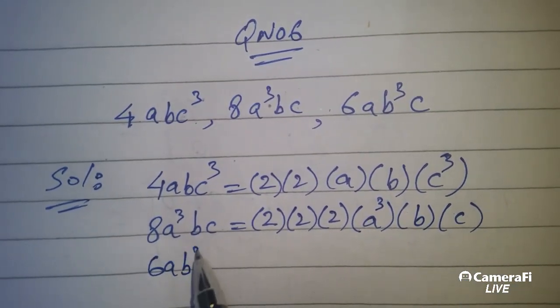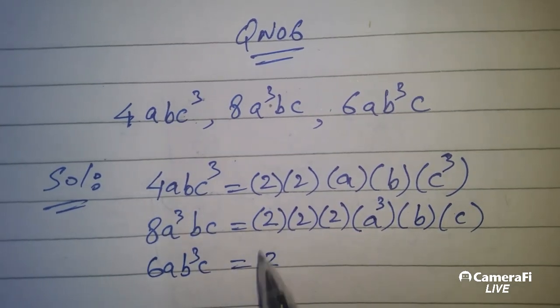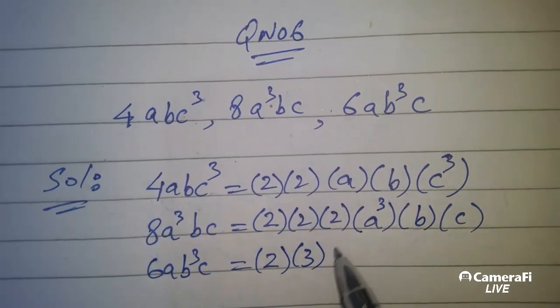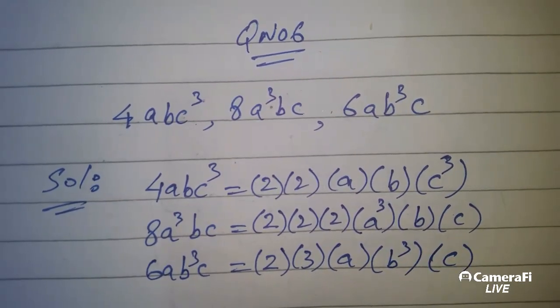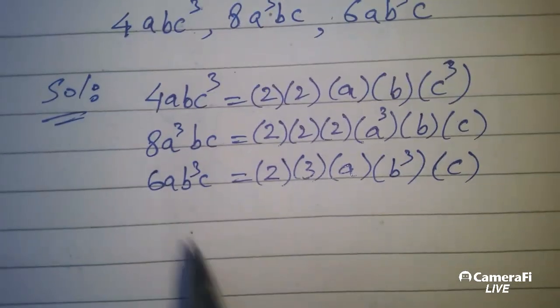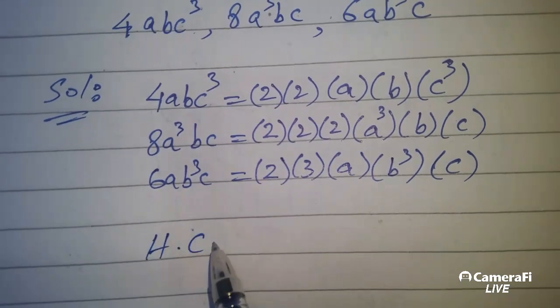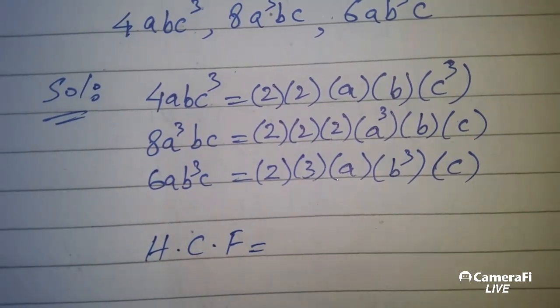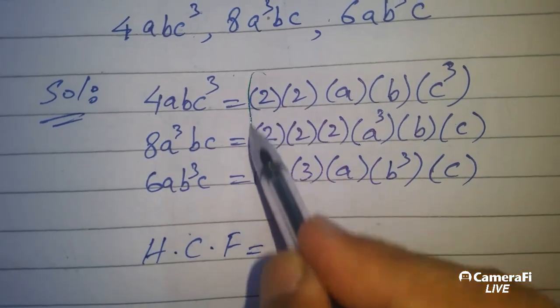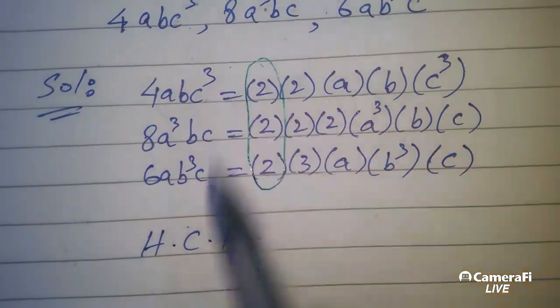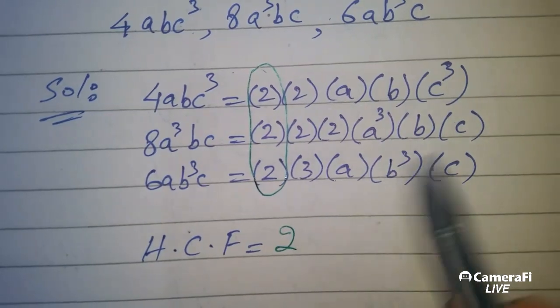6AB cube C, 2 3s are 6, then we have A, then B raised to power 3 and C. Now HCF is the common factor. Which is the common factor here? So 2 is a common factor.